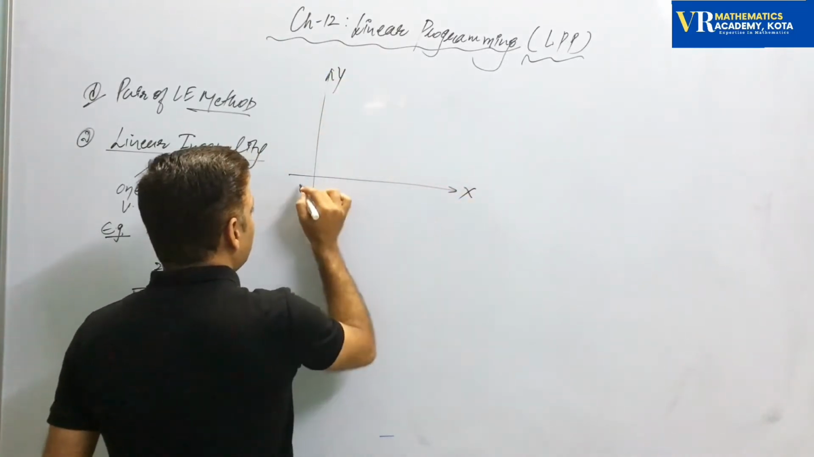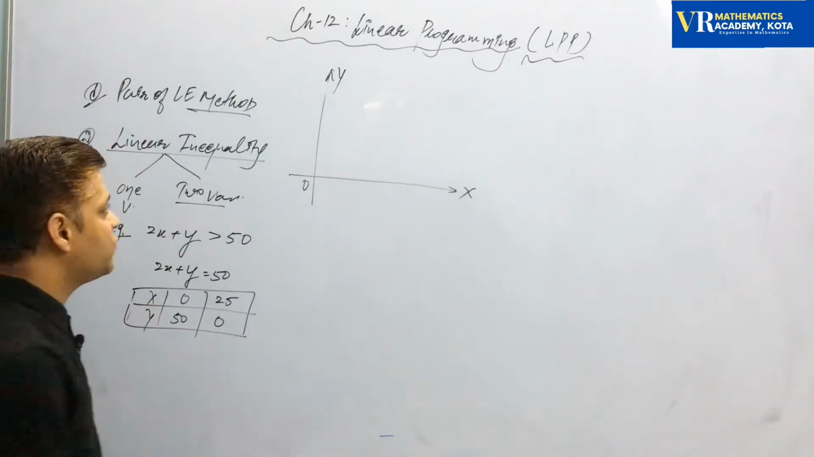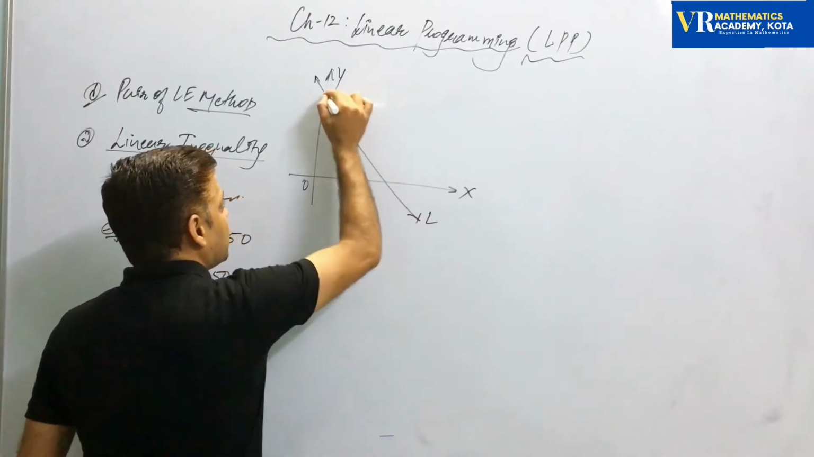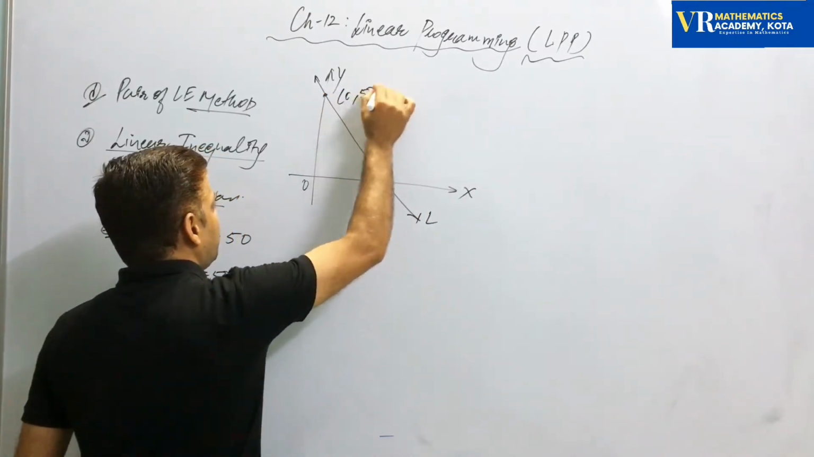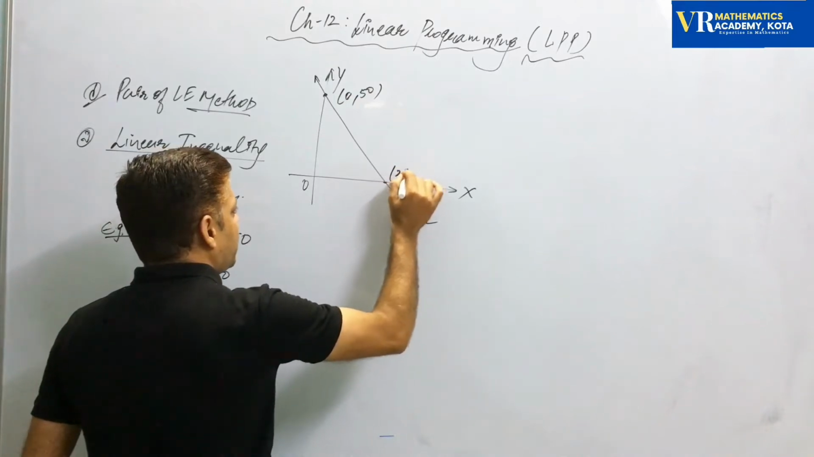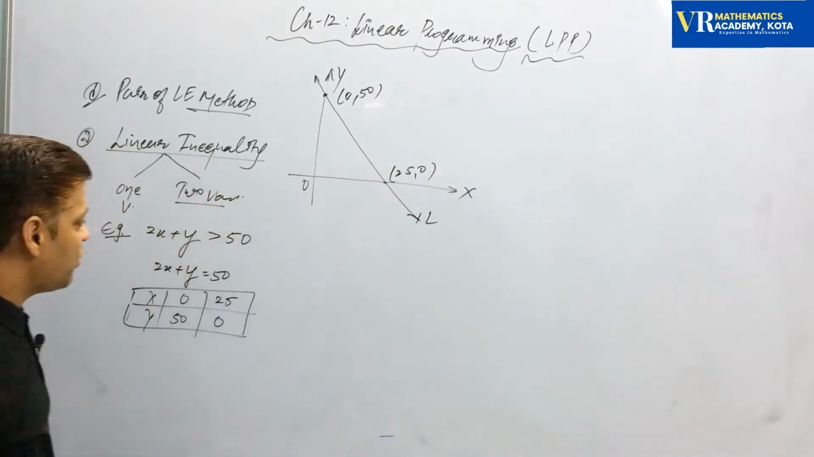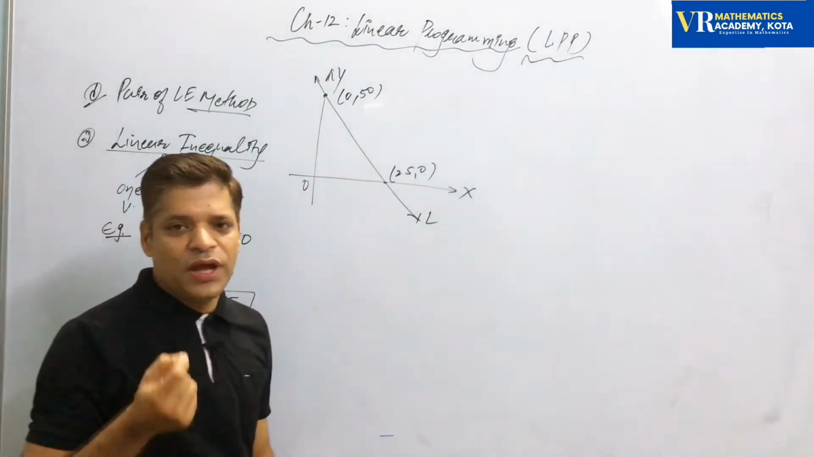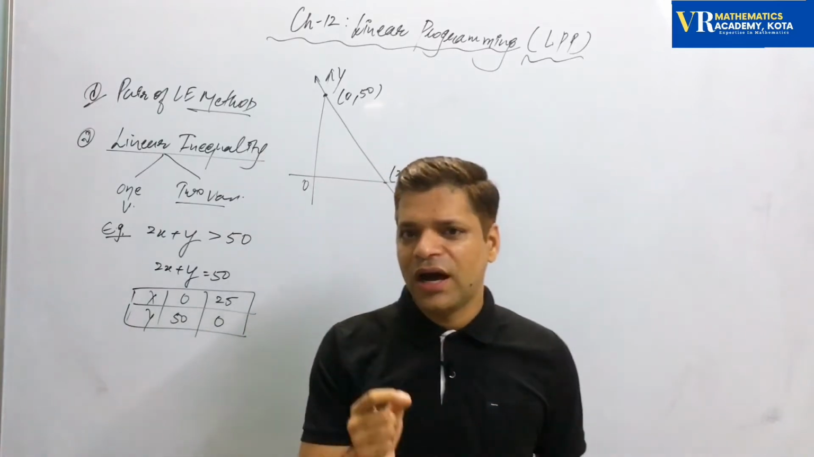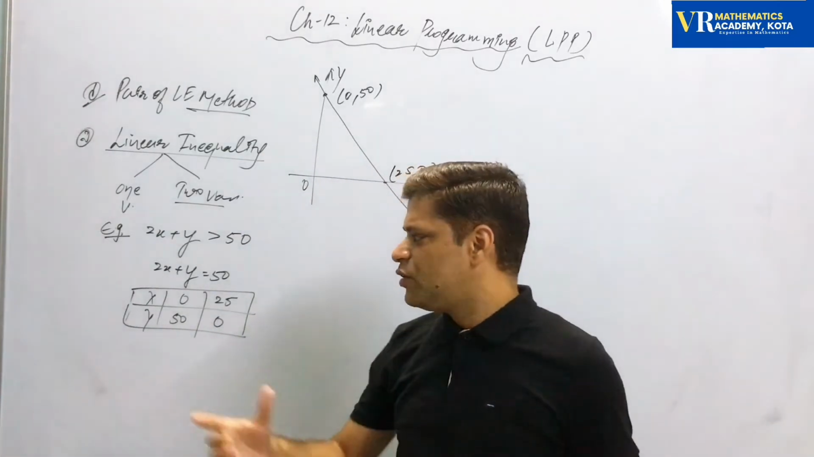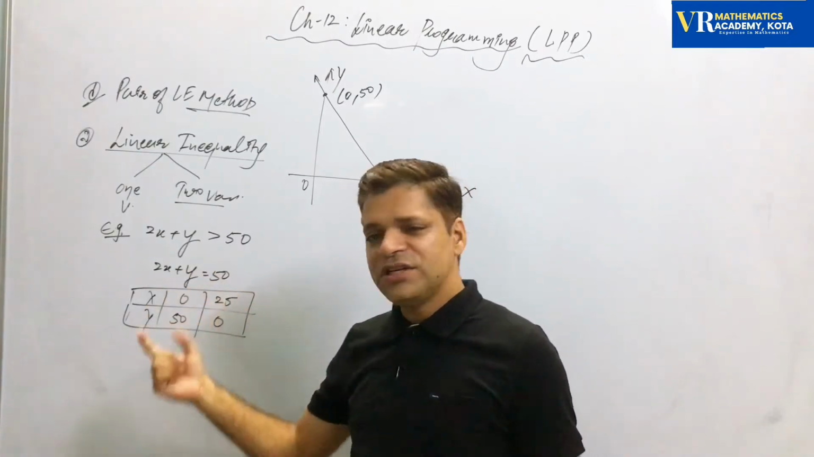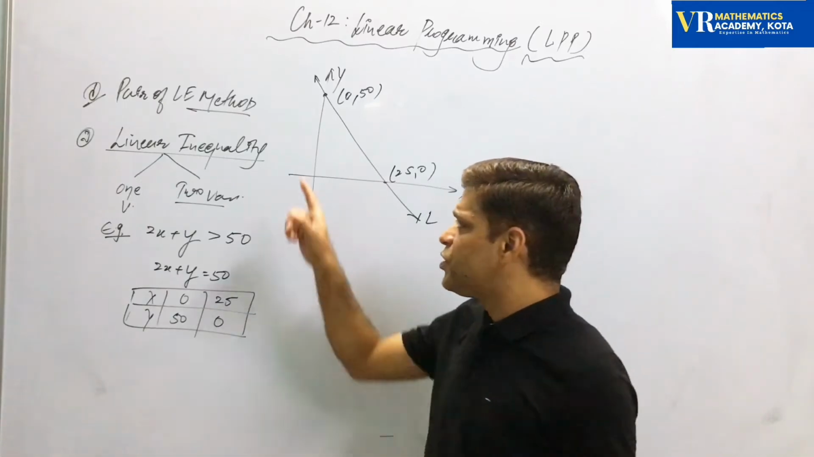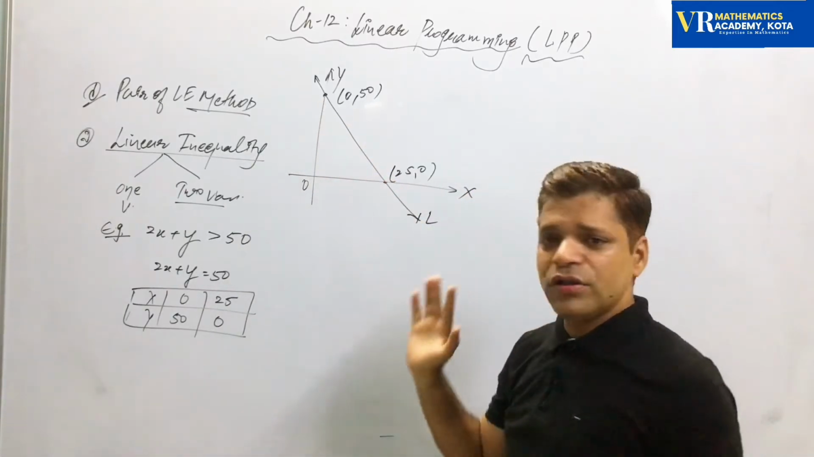So let this be the xy plane. One of the points is (0, 50), and let this be the line we draw. This is the given line, this is the point (0, 50), and this one is the point (25, 0). What we already studied in linear inequality is that if we have to draw any linear inequality on the graph, firstly we change it into the form of an equation. Now this is a linear equation, so we draw the straight line on the graph.